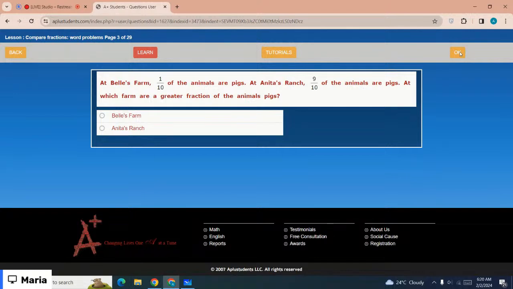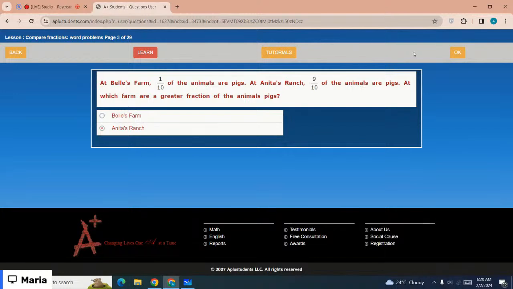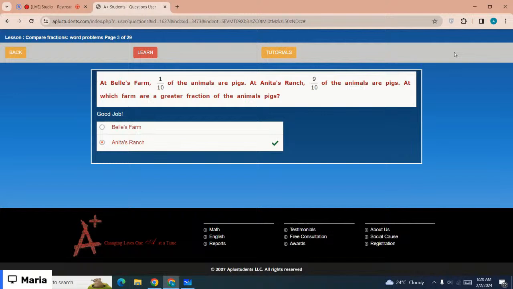At Bally's farm, 1/10 of the animals are pigs. At Anita's ranch, 9/10 of the animals are pigs. At which farm is a greater fraction of the animals pigs? Which is the correct option? Yes, Anita's, because the total was 10, and 9 of them are pigs. So Anita's farm has more pigs, right?